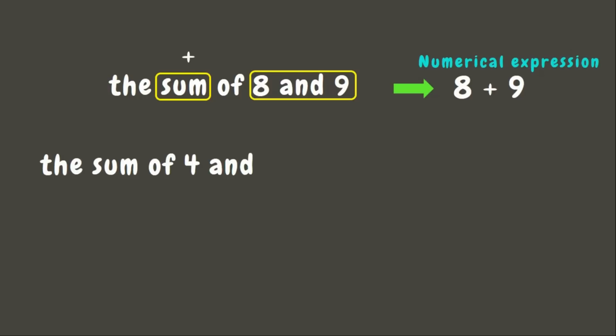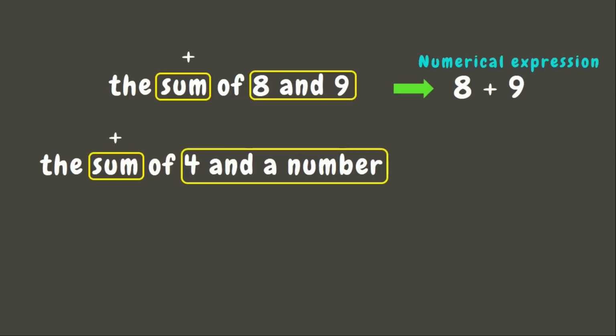Next one, we have the sum of 4 and a number. Again, our keyword here is sum, which means addition. This means that we need to add 4 and a number. Here, we do not know the value of a number. Therefore, we are going to represent it by a letter. Let's say letter N. So that is 4 plus N. This is an example of algebraic expression.